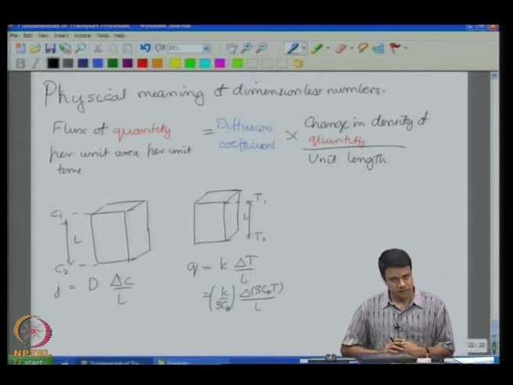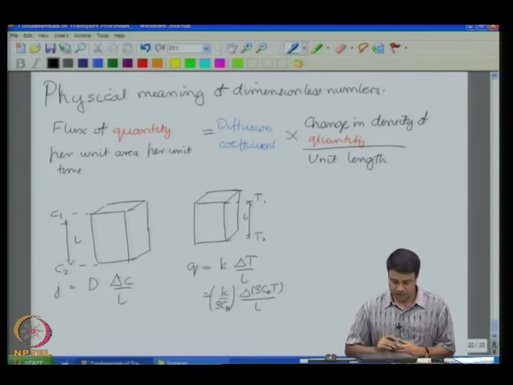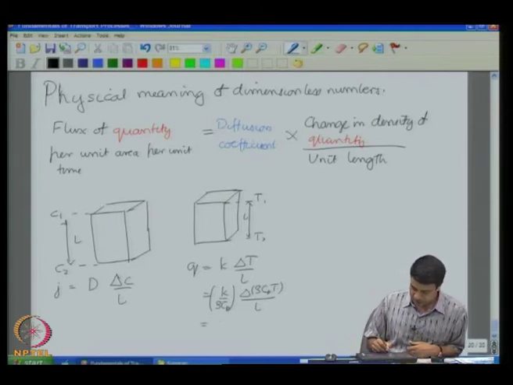So, energy flux is equal to the diffusion coefficient times the change in energy density, change in density of the quantity, that is energy density per unit length, between 2 points. So, this coefficient is equal to the thermal diffusion coefficient.